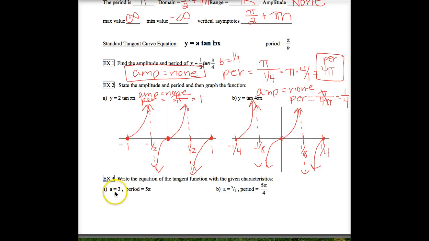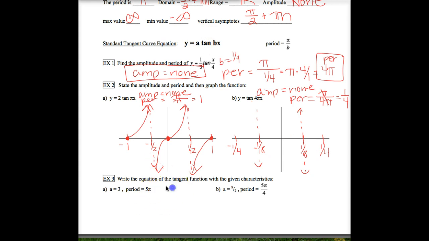All right, so here, A is 3, and the period is 5 pi. Notice I just said what A is. I didn't say amplitude because there is no amplitude here. So if A is 3, that means it's just telling us that's what the number in front is. It's telling us the period so that we can find B.